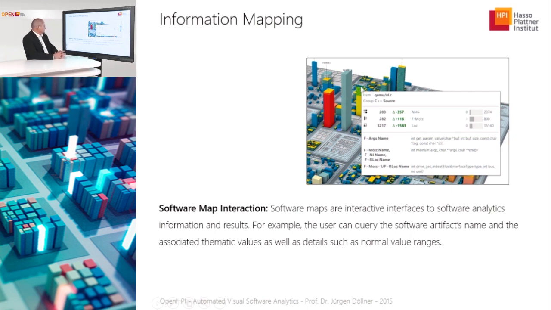So software maps are interactive interfaces to software analytics information and results. For example, the user can query the information artifact's name and all associated thematic values, as well as details such as normal value ranges if defined. This helps users to better understand these measured values.